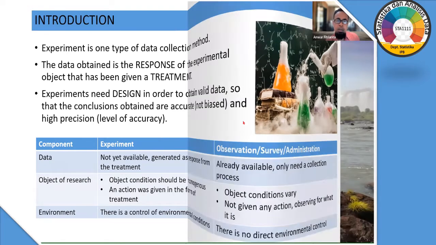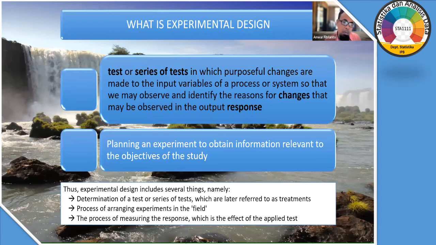Okay, let's go to the next one. So actually, what is experimental design? After my explanation before, we can formulate the definition of experimental design. It is a test or series of tests in which purposeful changes are made to the input variables of a process or system, so that we may observe and identify the reasons for changes that may be observed in the output.